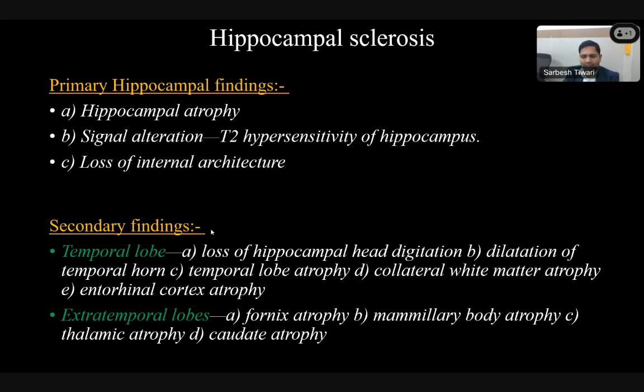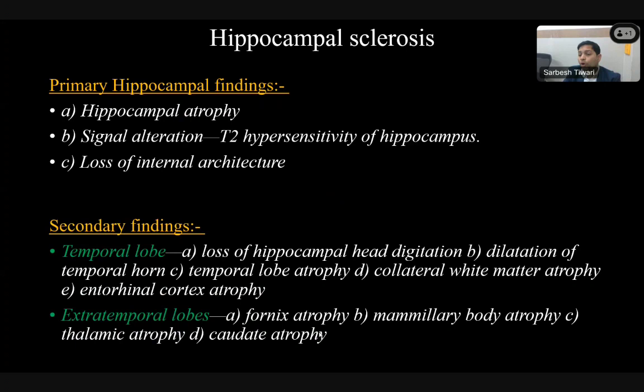So secondary findings can be divided into temporal lobe findings and extratemporal lobe findings. Loss of hippocampal head digitation is a secondary finding. Dilation of temporal horn, temporal lobe atrophy, collateral white matter loss, and anterolateral cortex atrophy. These are secondary findings. And then there are some extratemporal lobe findings like fornix atrophy, mammillary body atrophy, thalamic atrophy, and caudate atrophy. Or you can see the atrophy of the temporal lobe itself.